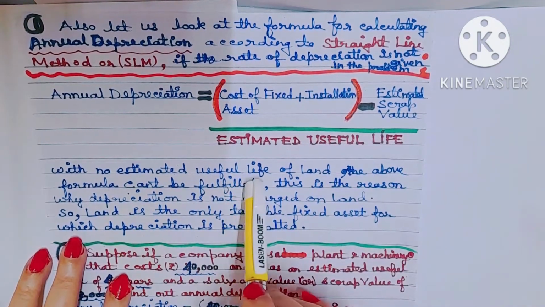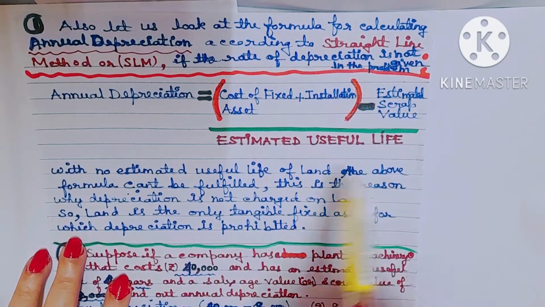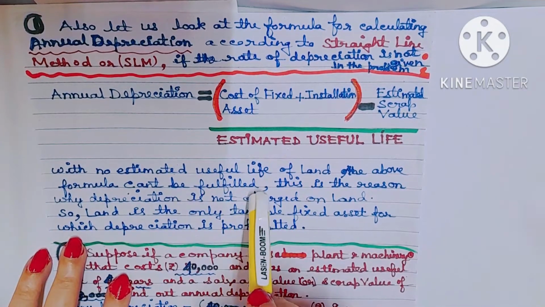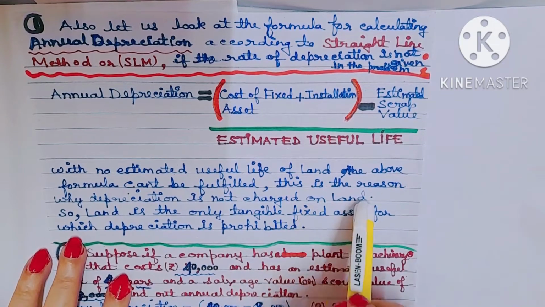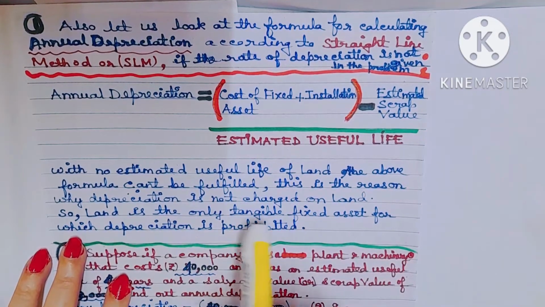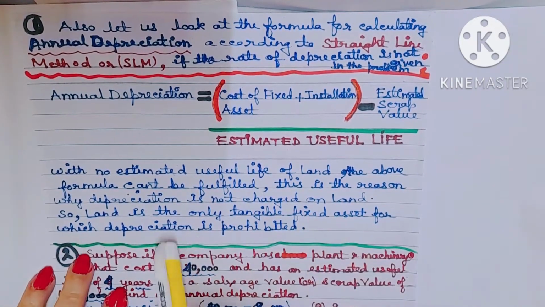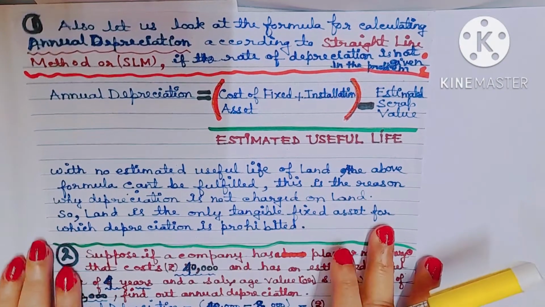With no estimated useful life of land, the above formula can't be fulfilled. This is the reason why depreciation is not charged on land. So land is the only tangible fixed asset for which depreciation is prohibited.